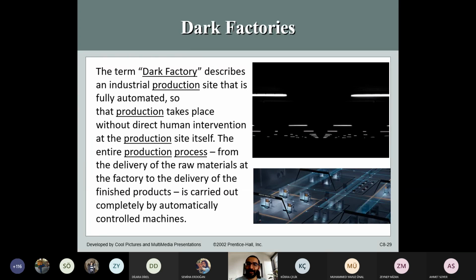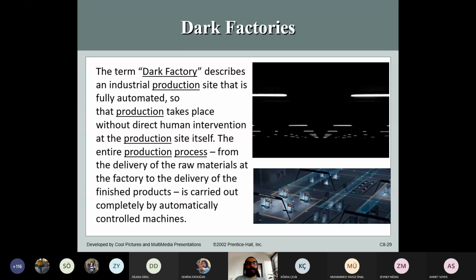There is no human. Humans are just behind the computers, outside of the factory, just monitoring the process. And all of the production is handled by artificial intelligence and handled by robots. And there is no need for lights because they don't need to see, right? I mean, they are just robots. So they call them dark factories.